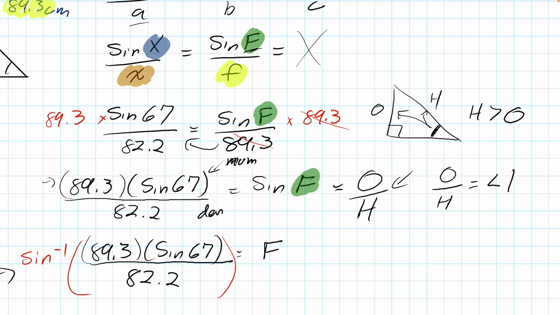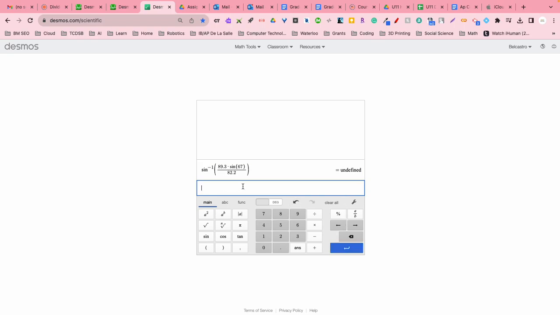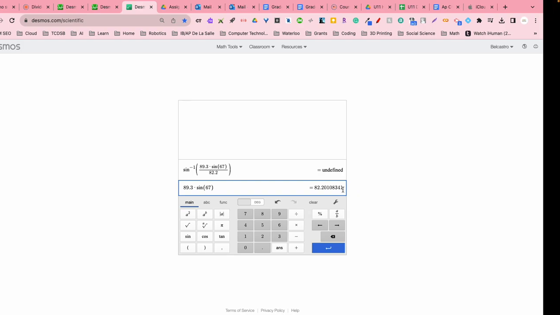So let's actually do a little math here. I'm going to carry out this piece, and this will tell me that if this ends up being a number bigger than 82.2, then this is an impossible triangle. And maybe that's what your teacher meant by writing "if possible" in this question. So let's go back to our calculator. I'm just going to focus on 89.3 times sine 67. Oh, look at that. We get a number, 82.201. I feel like this is very specifically chosen by your teacher.